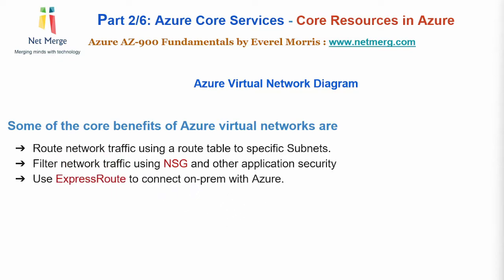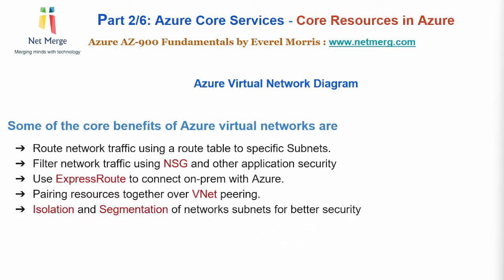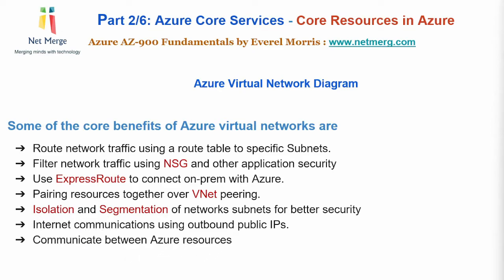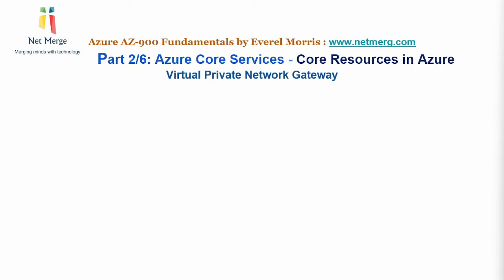ExpressRoute, we talk about ExpressRoute connecting two sites together in a really fast and efficient manner. So you use it to connect your on-prem with Azure. Peering resources together over the VNet. So we talk about VNet peering. You're able to do that with ExpressRoute. We talk about isolation and segmentation of your network subnets for better security, less access, and easier to manage. We talk about internet communication using inbound and outbound IP addresses. We also talk about communicating between Azure resources internally.